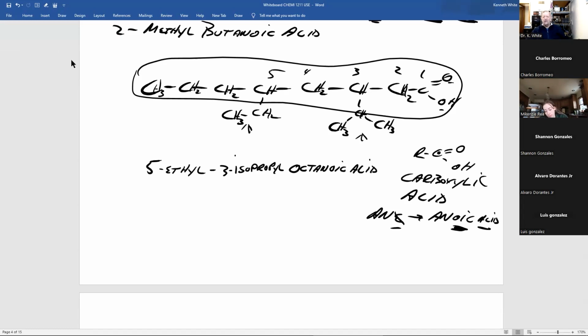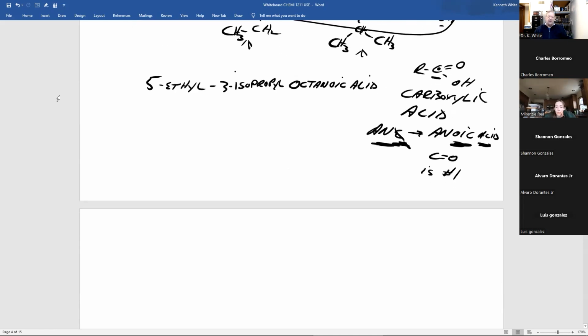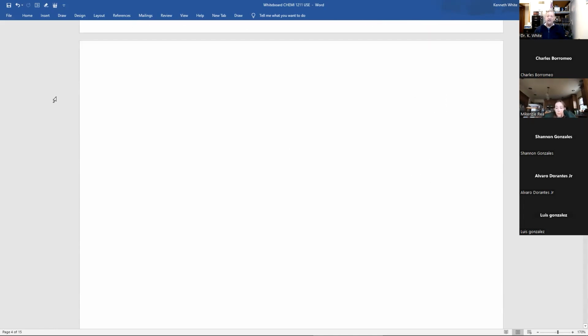Find the longest chain with the carbonyl carbon of the carboxylic acid, name it as an alkane, drop the E, add the letters OIC and acid. Remember, the carbonyl carbon is always number 1. And you do the alkyl groups like we've done. Now, there are 2 types of nomenclature questions I have on my test. One is, here's the structure, give the IUPAC name, and the other is draw the structure for the following.